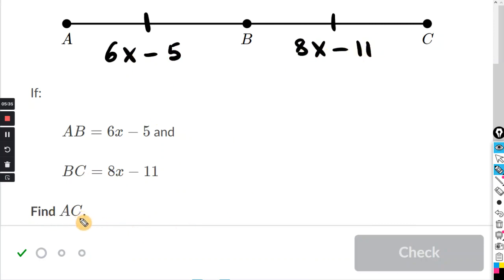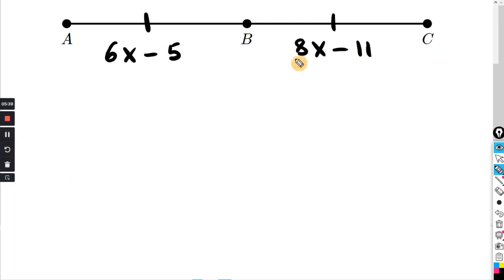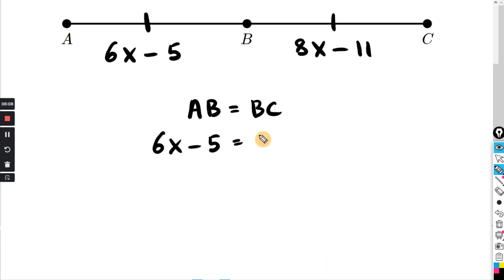And they want us to find AC. Since these are congruent or equal length, I am going to set AB equal to BC. So the one on the left equals the one on the right. Remember, no bar on top. That represents the length of each one. And this algebra expression, 6x minus 5, is for AB. And this one here, 8x minus 11, is for BC.